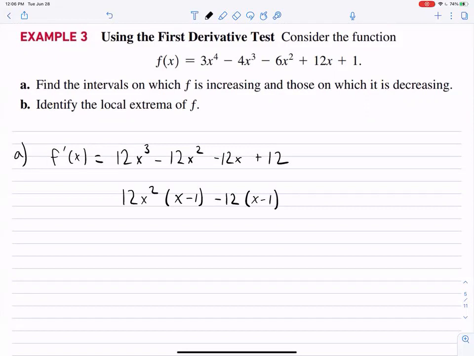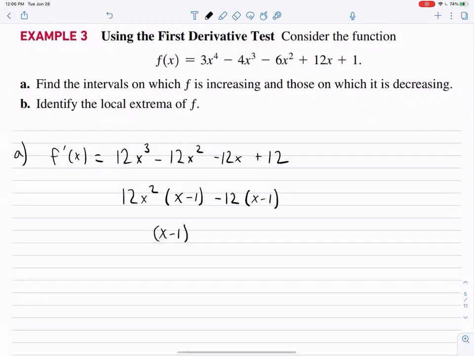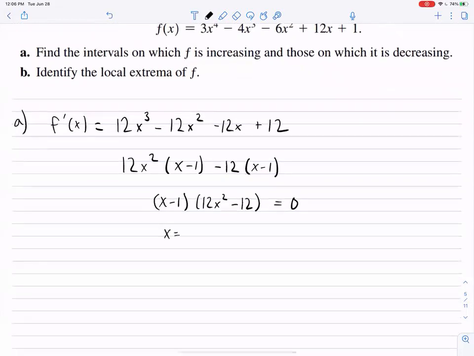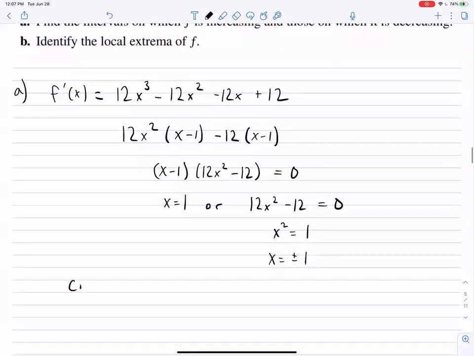Factoring by grouping, you get x minus 1 times 12x squared minus 12 equals 0. And so x equals 1, or 12x squared minus 12 equals 0. And so what does that give us? That gives us x squared equals 1, and so x equals plus or minus 1. So our critical values are x equals plus or minus 1.